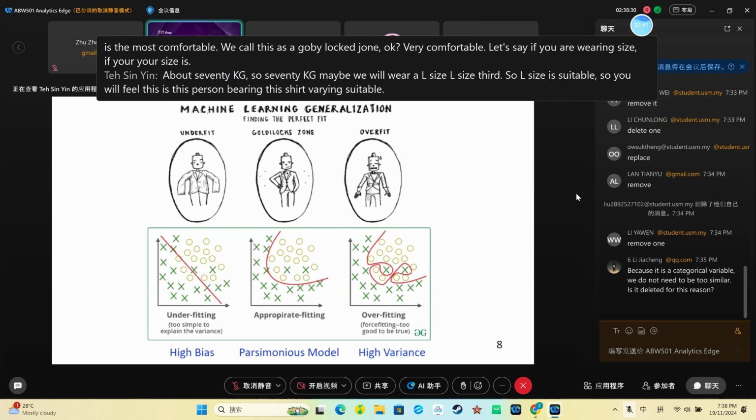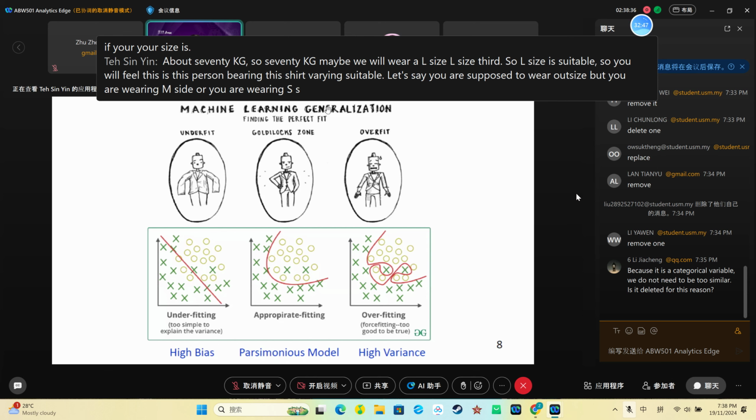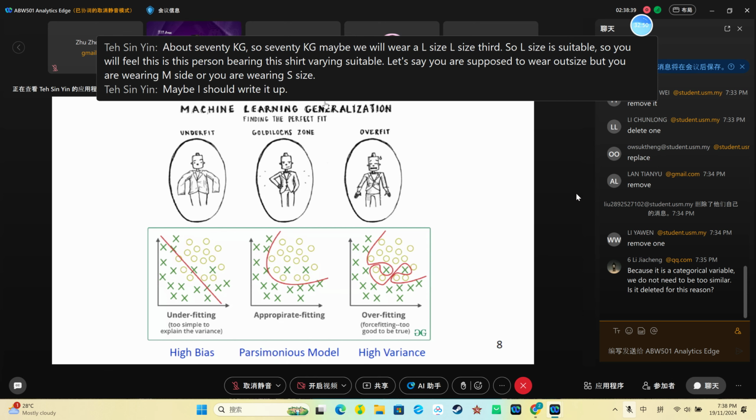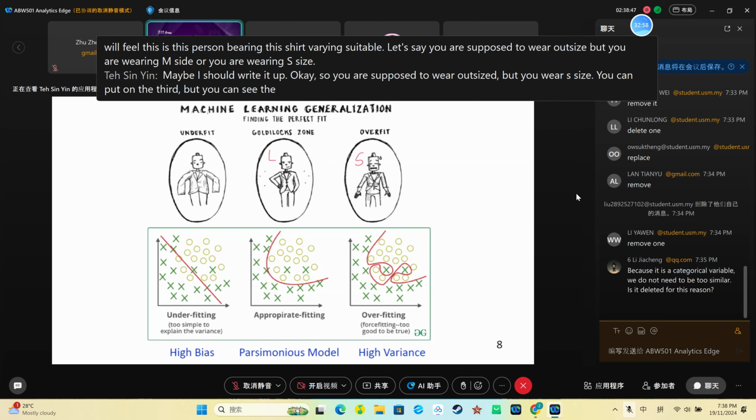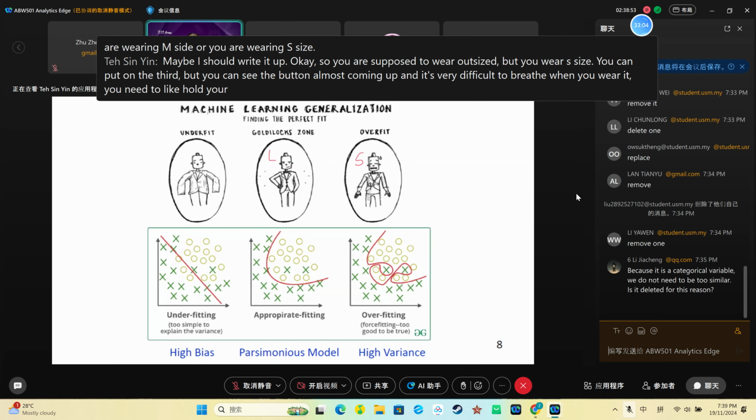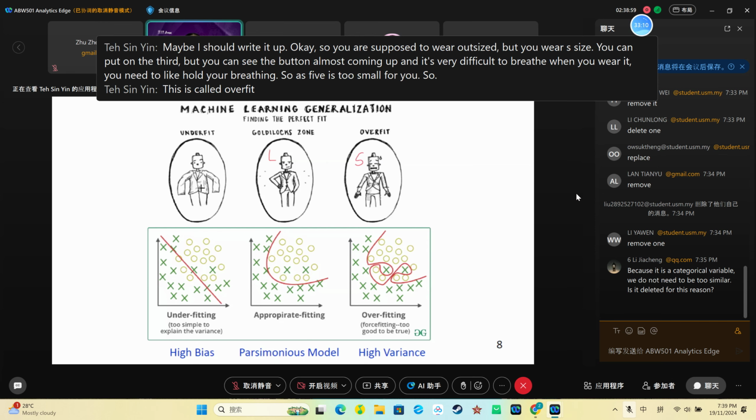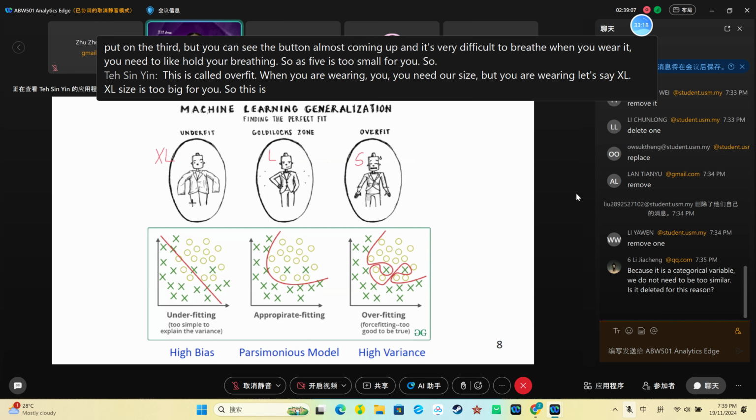Let's say you are supposed to wear L size, but you are wearing S size. You can put on the shirt, but you can see the buttons almost coming out, and it's very difficult to breathe. When you wear it, you need to hold your breath. So S size is too small for you. This is called overfit. When you need L size but you are wearing XL, XL size is too big for you. So this is called underfit. It is too big for you, too loose when you wear it.